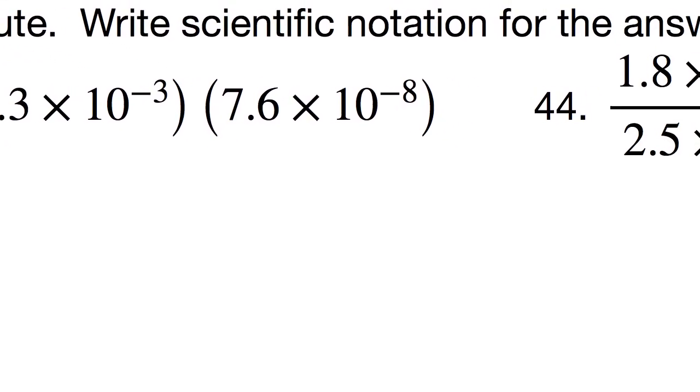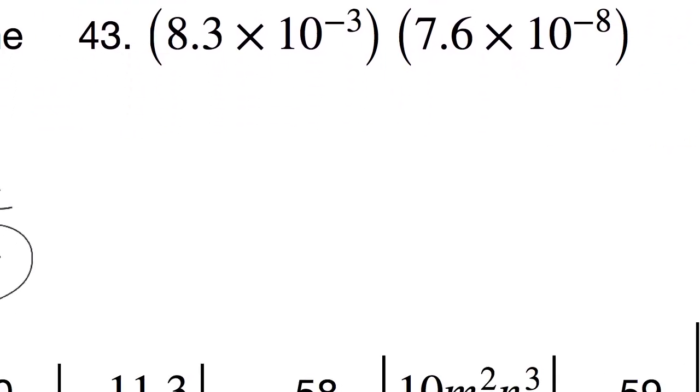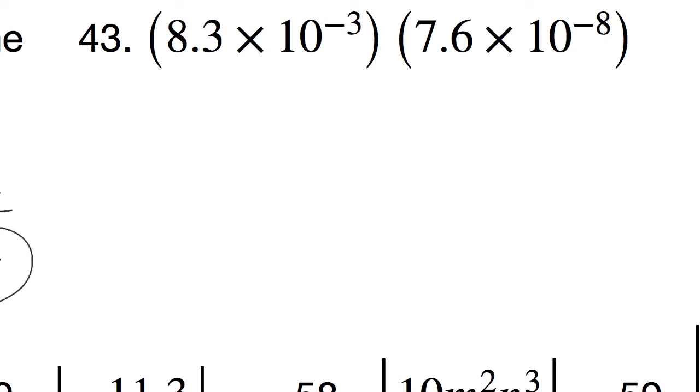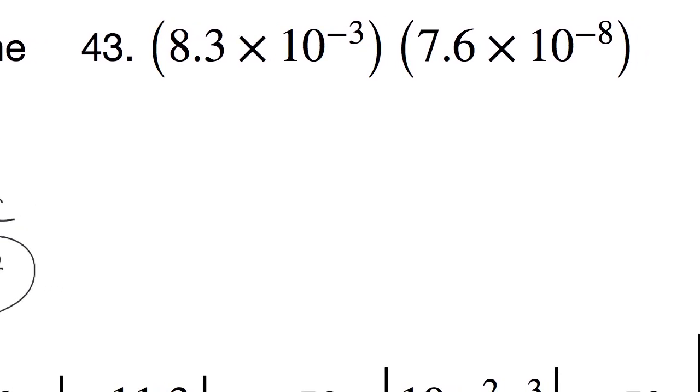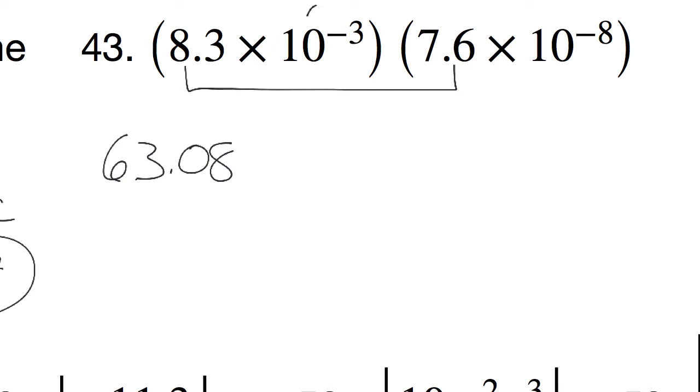Compute, right, scientific notation for the answer. So here, we're going to multiply 8.3 times 7.6, and you get 63.08. And then when you combine these two, you add the exponents, times 10 to the negative 11th. Now, the only problem with this could be the answer, but actually it's not quite scientific notation yet, because the 63.08 is not a number between 1 and 10.